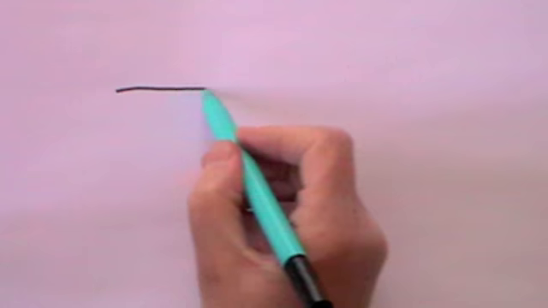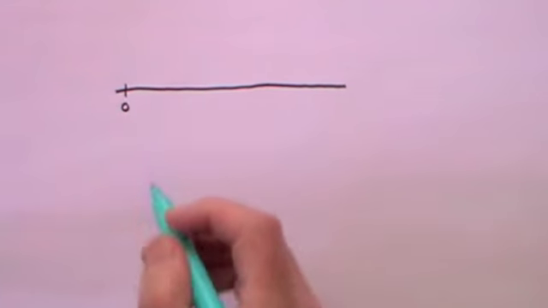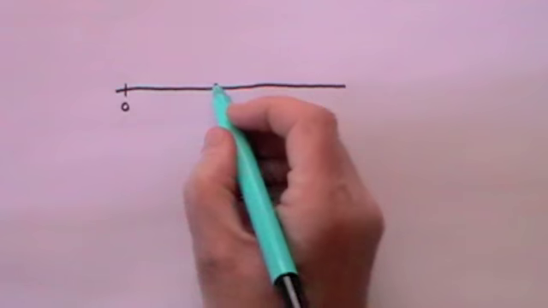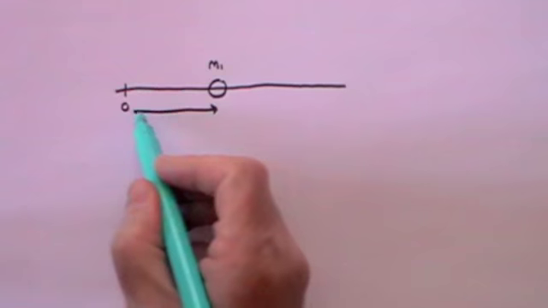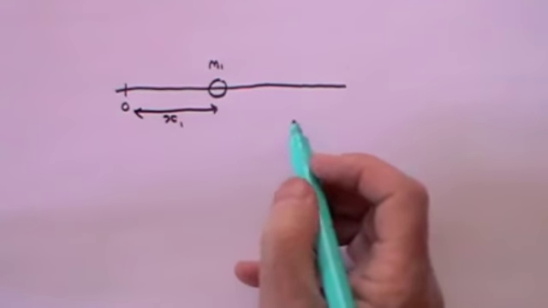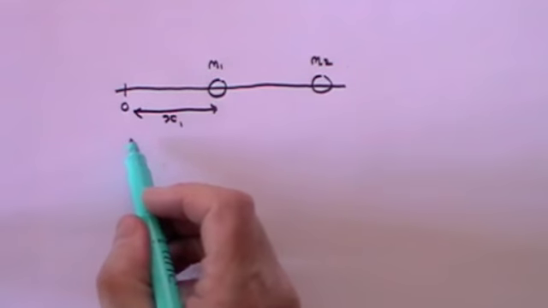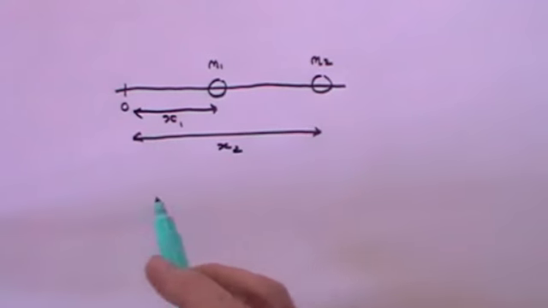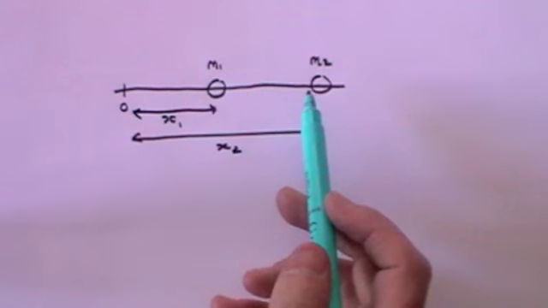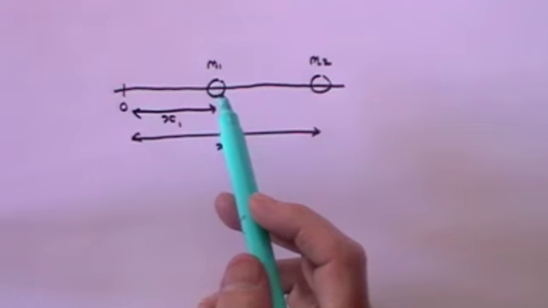Here is the x-axis. I'm going to keep this in one dimension for the time being to keep things simple. This is the origin, O, and I've got 2 masses. Mass m1, which is a distance x1 from the origin, and mass m2, which is a distance x2 from the origin. These 2 masses are somehow interconnected. In other words, the action of one has an impact on the action of another.